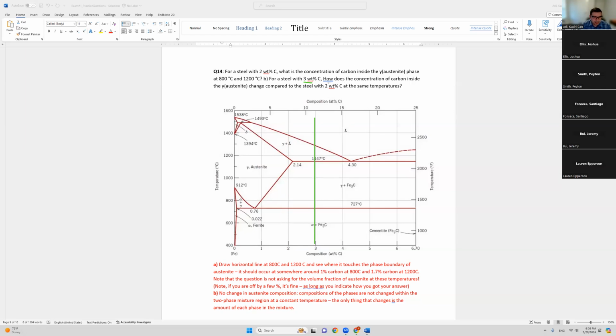For a steel with 3 weight% of carbon, how does the concentration of carbon inside austenite change compared to steel? I can take any point. We are not given anything about the temperature, so I'm just going to pick this point, because in this region I have austenite. I have a mixture of austenite and cementite.